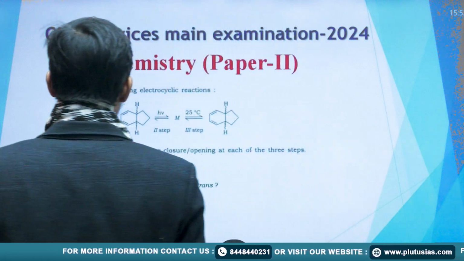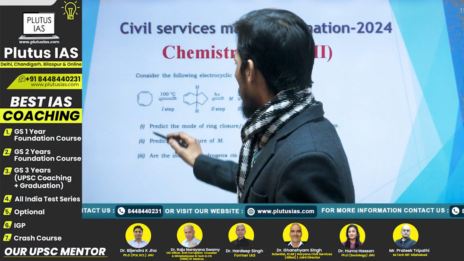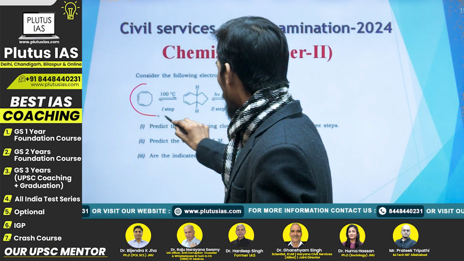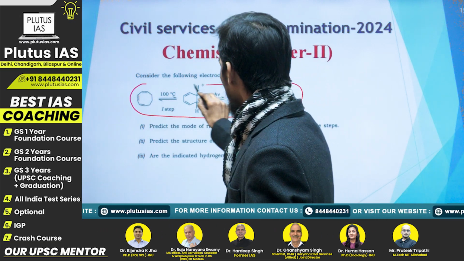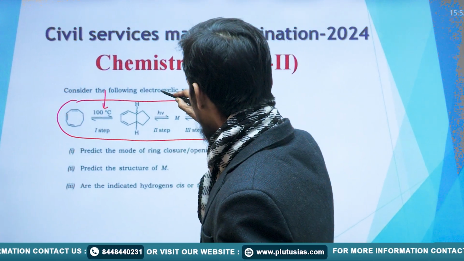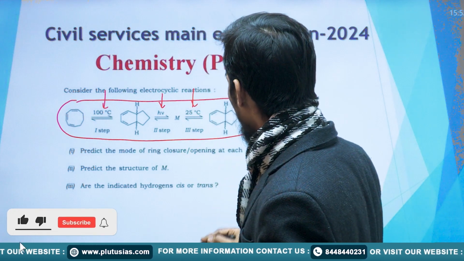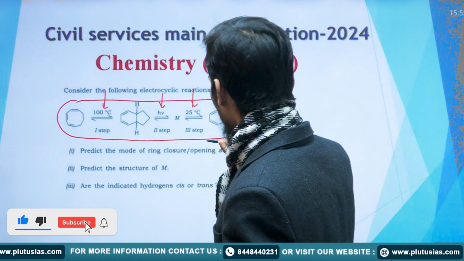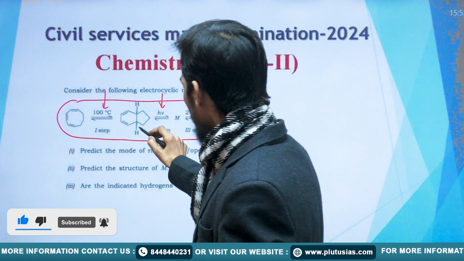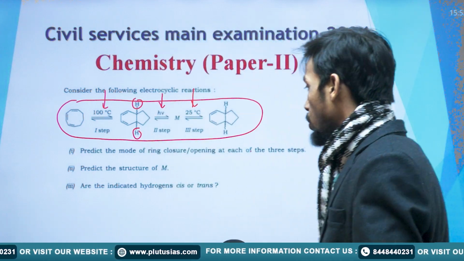We are given a question, and in this question we are given a pericyclic reaction. Heat is given in the first step, and in the second step we are given h nu. In the third step again heat is given, and several products are being shown. These hydrogens are being shown, but their stereochemistry is not shown here.